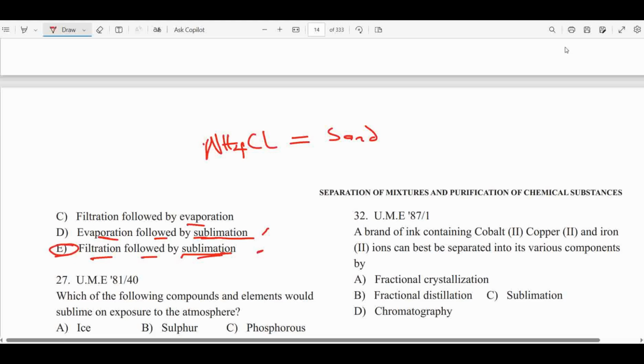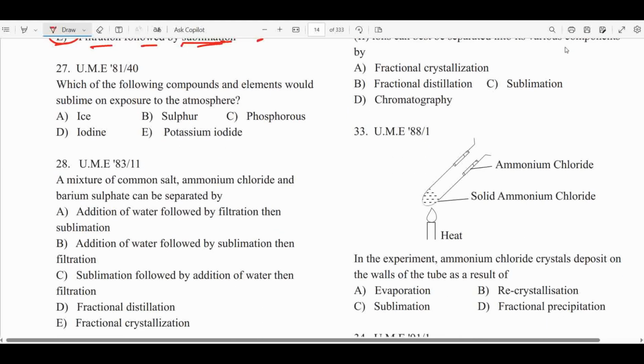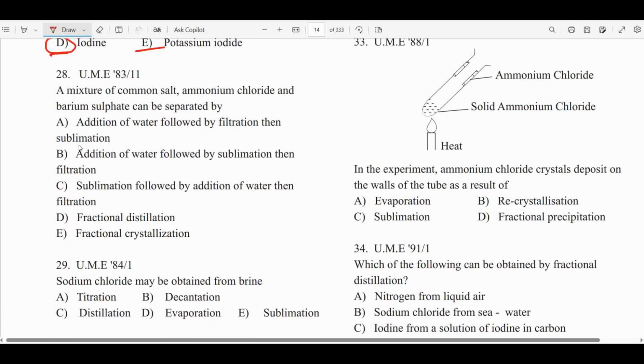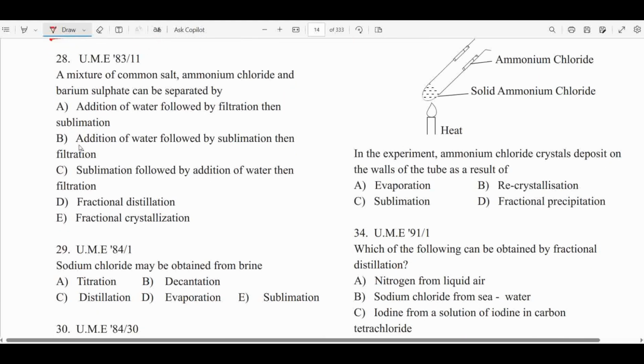E. Question 27. Which of the following compounds and elements would sublime on exposure to the atmosphere? You have ice, sulfur, phosphorus, iodine, and potassium iodide. So the answer to this will be iodine, D. Question 28. A mixture of common salt, ammonium chloride, barium sulfate can be separated by, so you have again ammonium chloride.